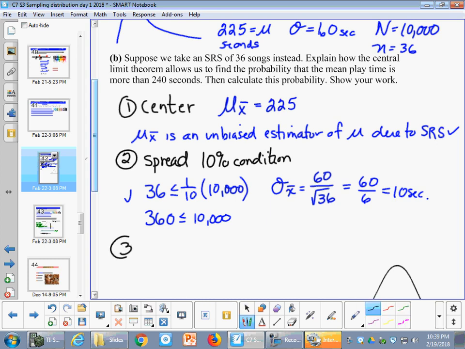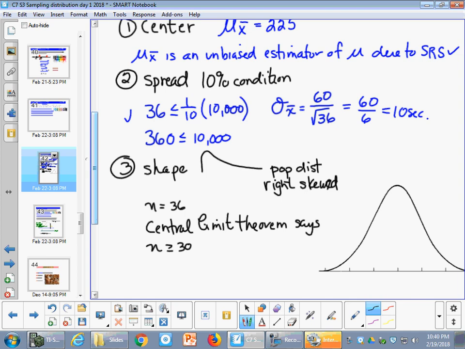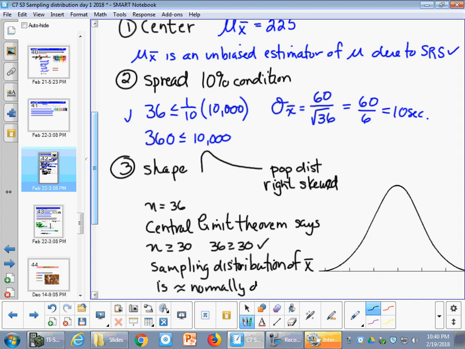And then finally, my shape. The shape distribution. Well, I know that my population distribution was heavily right skewed. So there's no large counts. There's no n and p thing to do. Right now, I have to check what n is, and it was 36. And so the central limit theorem tells me that if my sample size is greater than or equal to 30, and 36 is greater than or equal to 30, then the sampling distribution of X bar is approximately normally distributed.